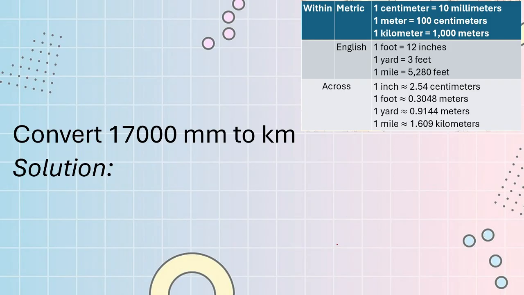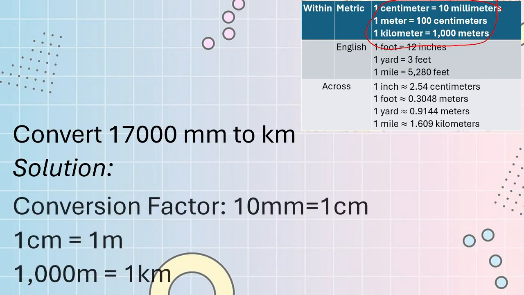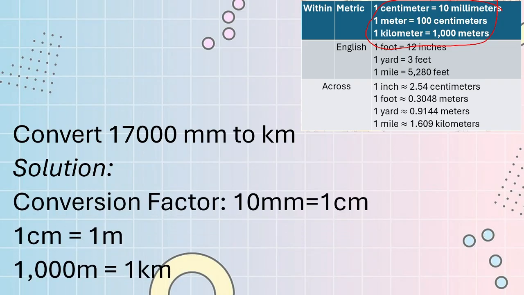17,000 millimeters to kilometers. Kung mapapansin nyo din, wala ulit given dito sa ating chart. Okay, wala dito. Okay, diba? Wala. So, kunin natin siya. Millimeters to centimeters, centimeters to meters, meters to kilometers. Kasi nga, i-convert natin millimeters to kilometers. So, syempre, unahin natin i-convert muna millimeters to cm.